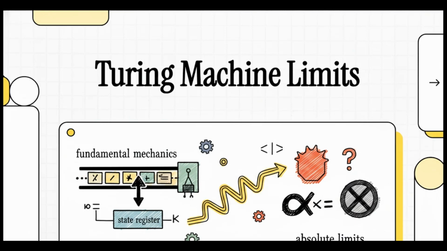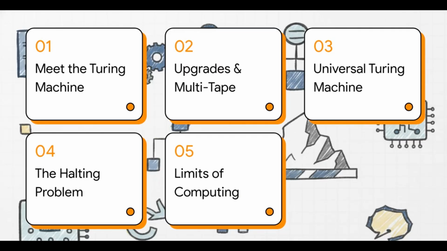Welcome to This Explainer. We're diving straight into a massive topic today, traveling from the fundamental mechanics of theoretical computing, the actual engines that make algorithms possible, all the way to the absolute mathematically proven limits of what a machine can do. If you've ever wondered where the hard boundaries of technology actually lie, you are definitely in the right place. Here is our roadmap for today.